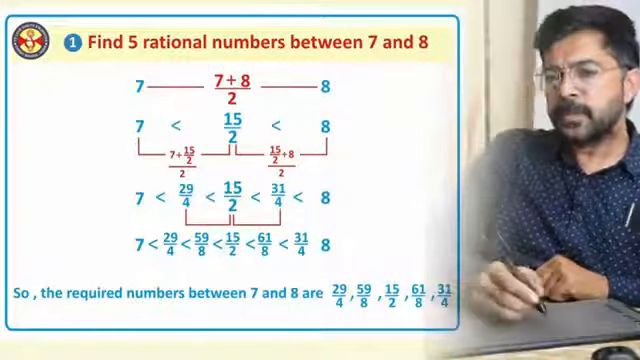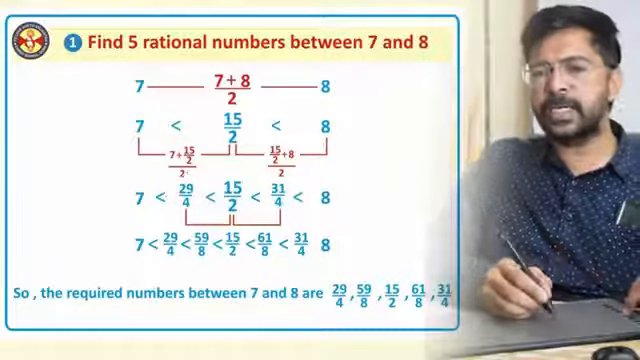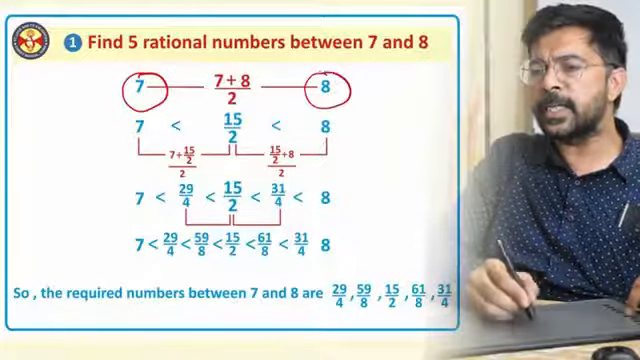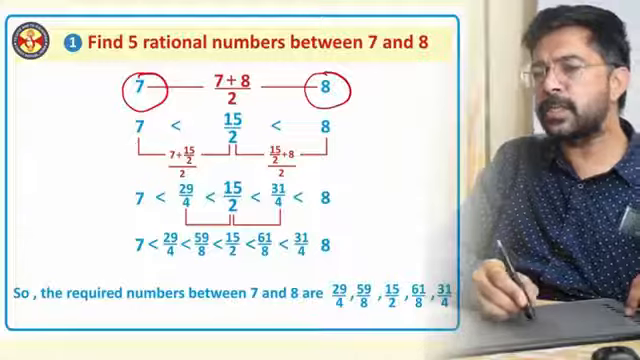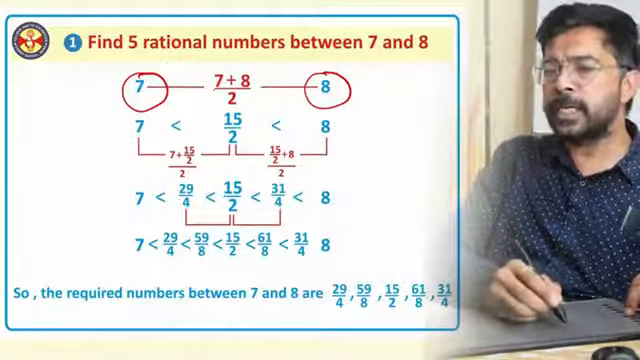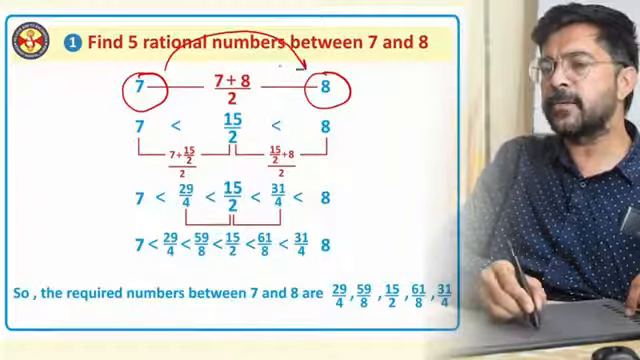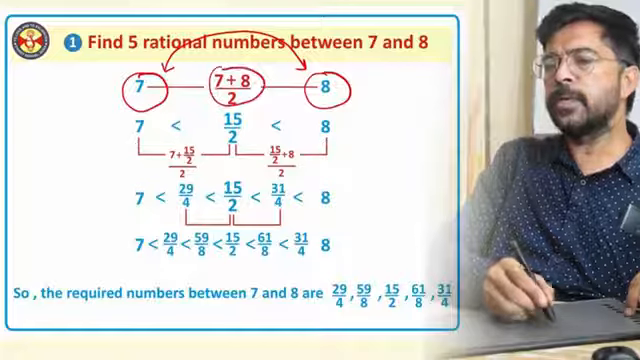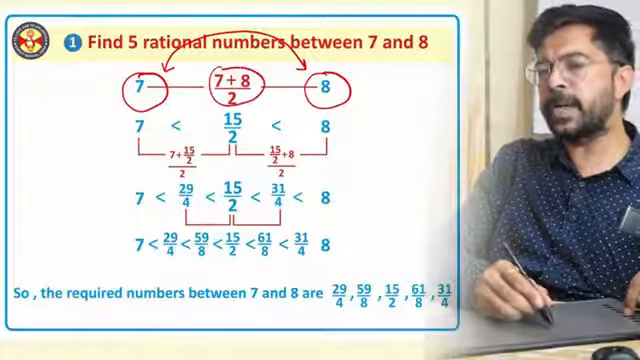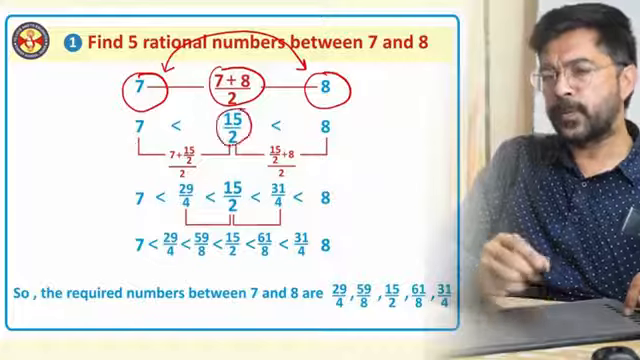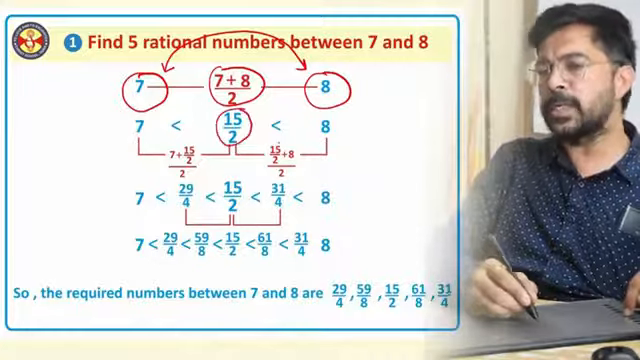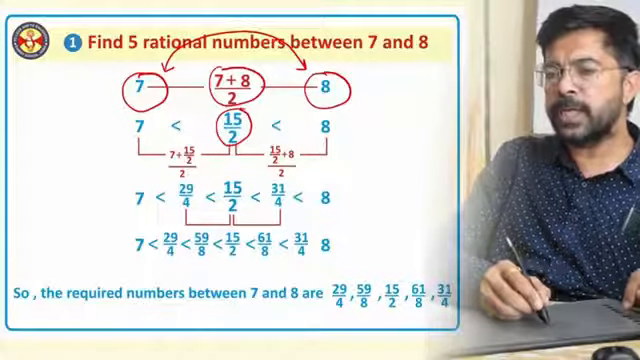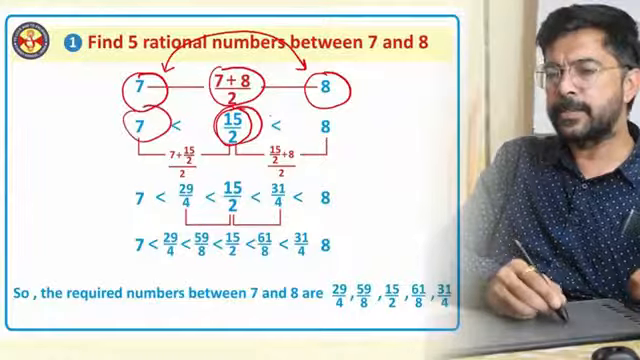For example, we have to find five rational numbers between 7 and 8. The mid value method says that to find a rational number between two given integers, you add these two numbers, 7 and 8, and divide the sum by 2. So if you add 7 and 8 and divide by 2, you will get 15 by 2. Here 15 by 2 is exactly in between 7 and 8. So we got one rational number between 7 and 8.